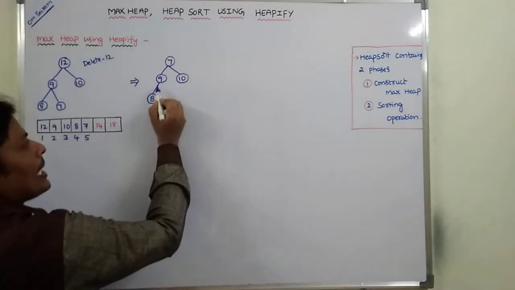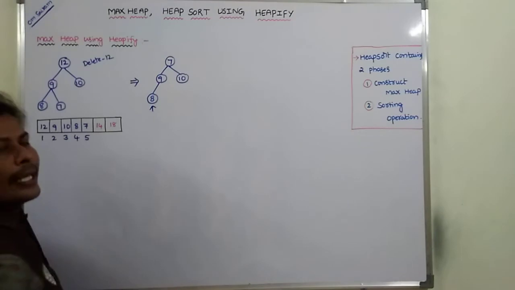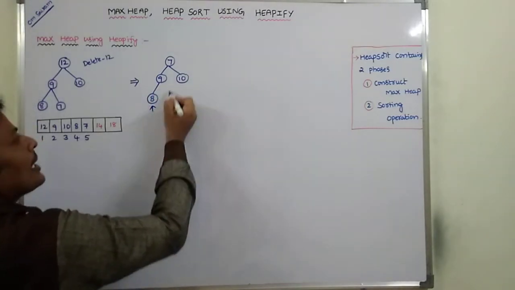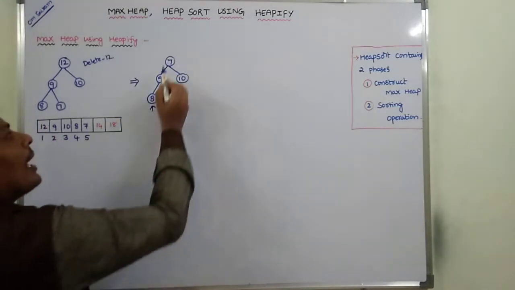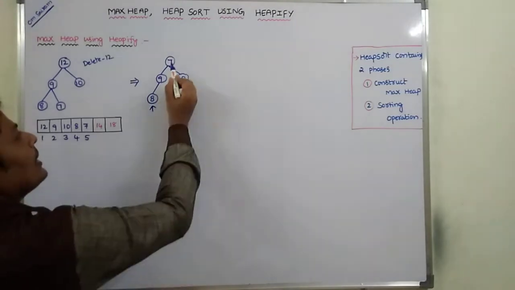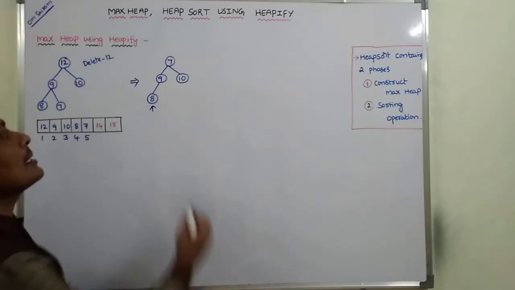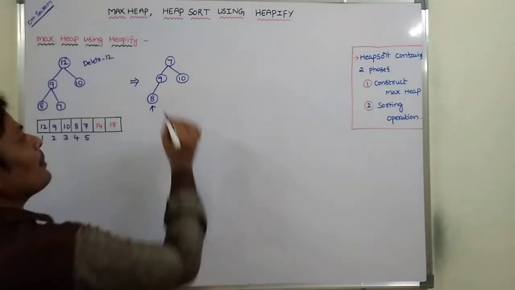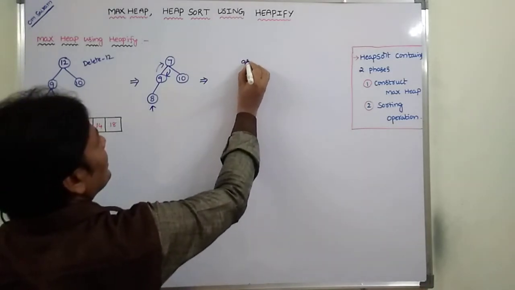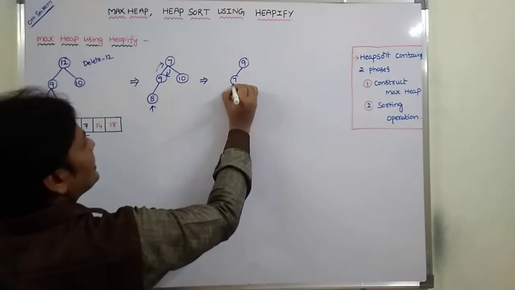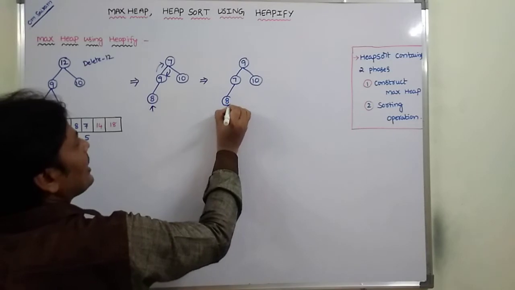Okay, so 9 has only one left child, it does not have any right child. So 9 is compared with 8, it is greater, it satisfies the maximum heap property. Okay, next go for 7. So 7 has two children, 9 and 10. 7 is compared with 9. Is 7 greater than 9? It is false, it does not satisfy the maximum heap property, so we have to swap these two elements. Then we are getting 9 as the root node, 7 as its left child and 10 as its right child, and 7's left child is 8.